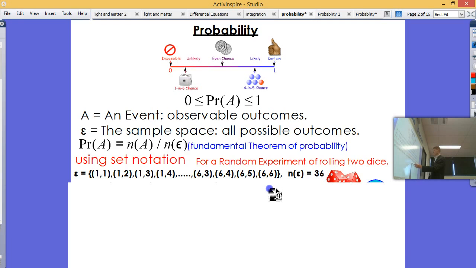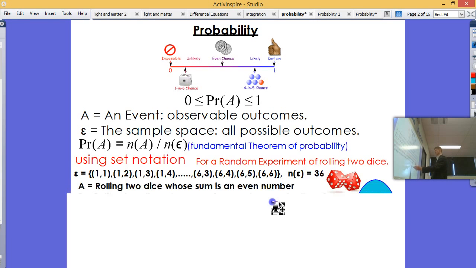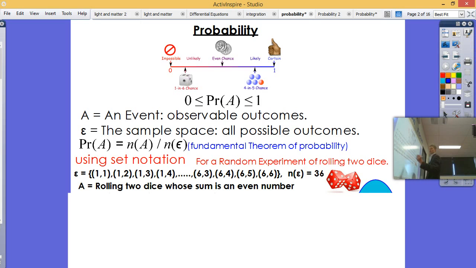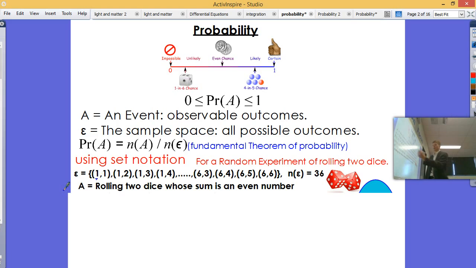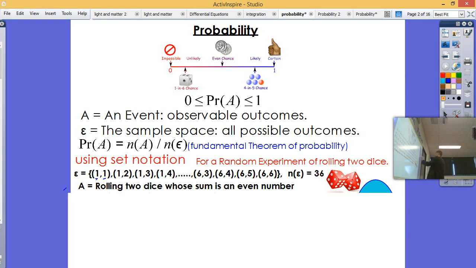So let's consider rolling 2 dice. Let's have 1 dice come first in an ordered pair, and the outcome of the second dice come second in the ordered pair. So we could have 1 1, 1 2, 1 3, 1 4. How many different outcomes do you think there are all together in this sample space? Total different outcomes in rolling 2 dice.